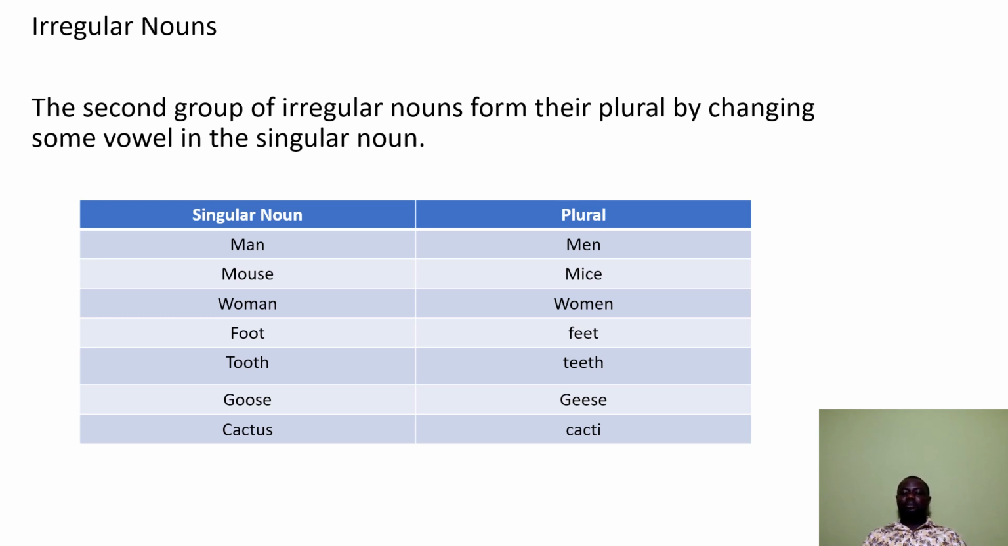So mouse becomes mice. Woman becomes women. Foot becomes feet. Tooth becomes teeth. Goose becomes geese. And cactus becomes cacti. Is that clear? They change some vowels in the singular to become plural. Take a good look at these words and memorize some of them, especially the way they change from their singular noun to their plural noun. Very good.